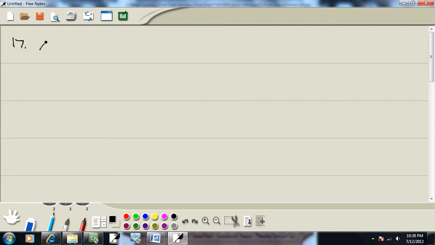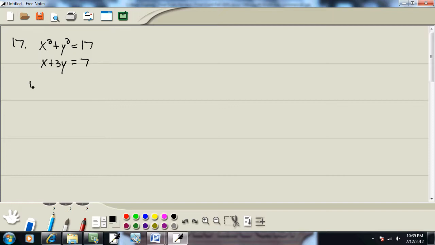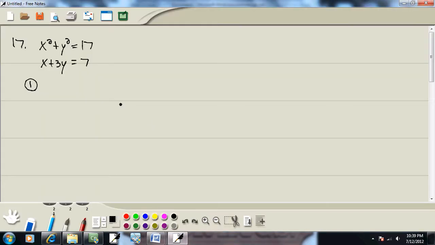So we have x squared plus y squared equals 17, and x plus 3y is equal to 7. First step, solve the equation with the smaller powers for one of the variables. Well, one of the smaller powers is our x plus 3y equals 7. And this one looks like it's pretty easy to solve for x. So I'm going to take the 3y and move it over to the right side. So we got x is equal to negative 3y plus 7.